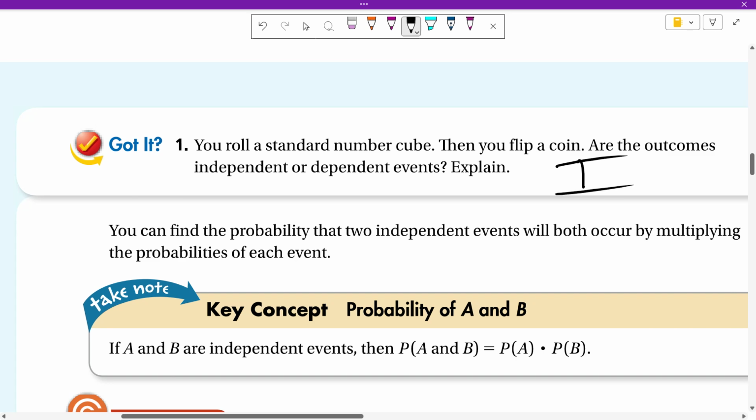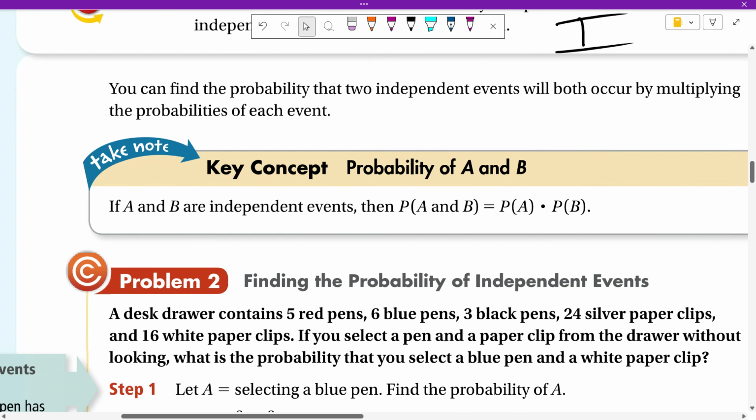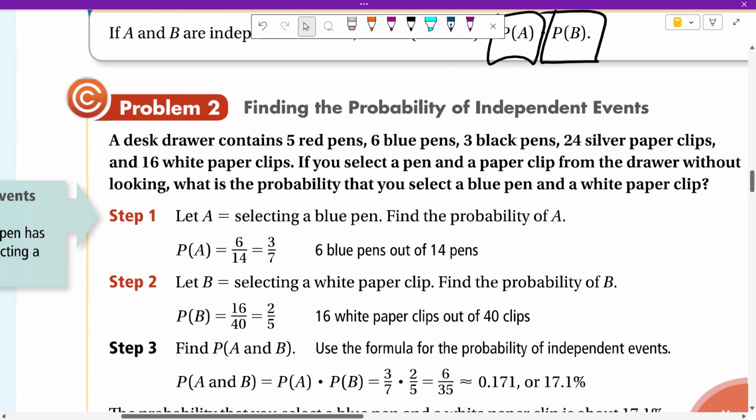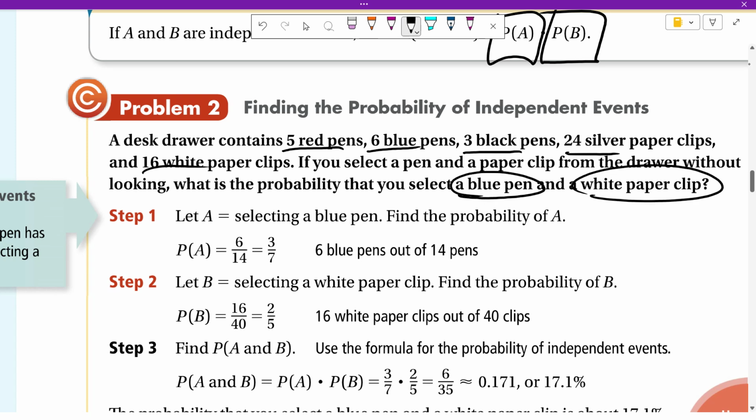Okay? All right. So if they're independent events, whatever the probability of the first one is, you take times the probability of the second one. You just multiply them together. Life's easy. Okay? So let's say a drawer contains 5 red pens, 6 blue pens, 3 black pens, and 24 silver paper clips. Okay? And 16 white paper clips. What's the probability of selecting a blue pen and a white paper clip?